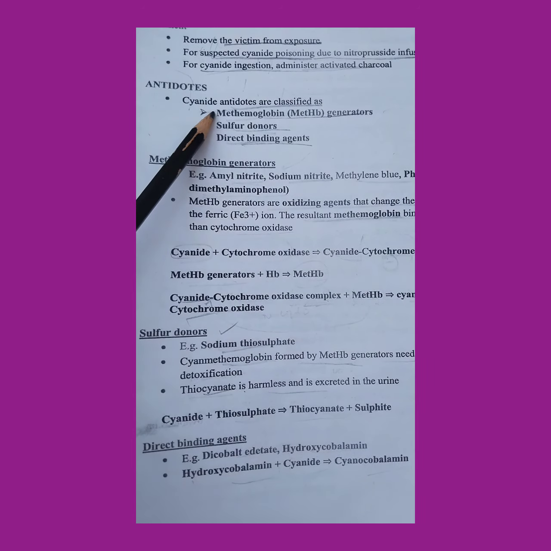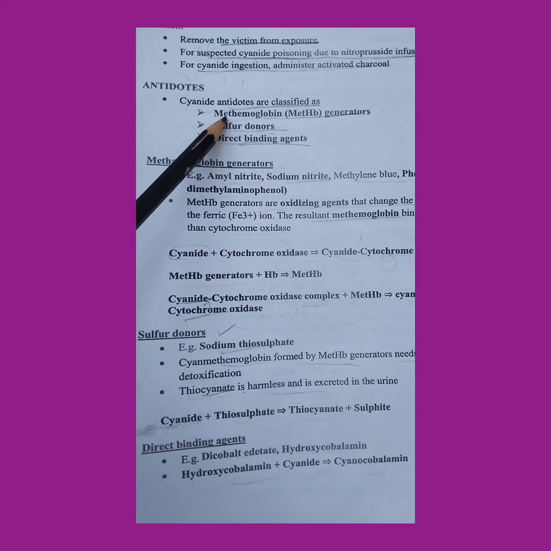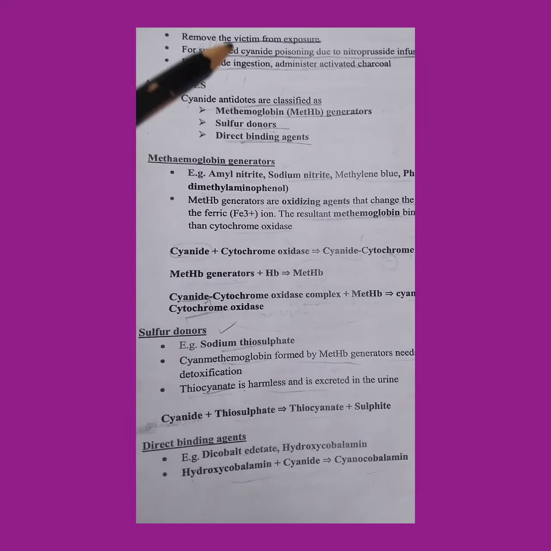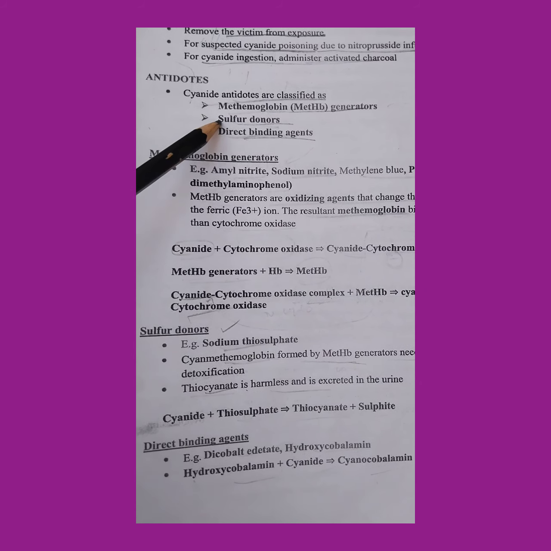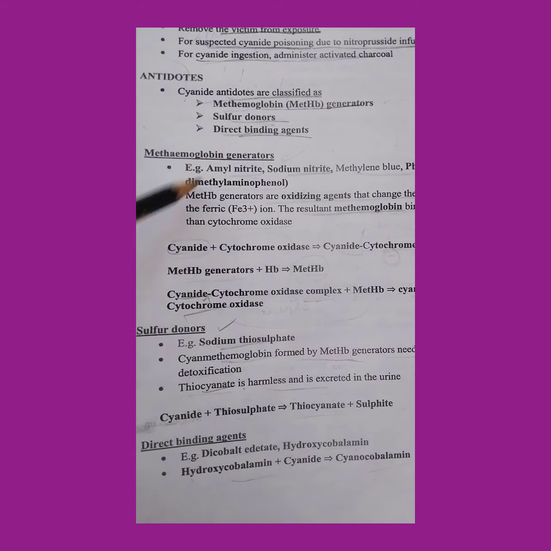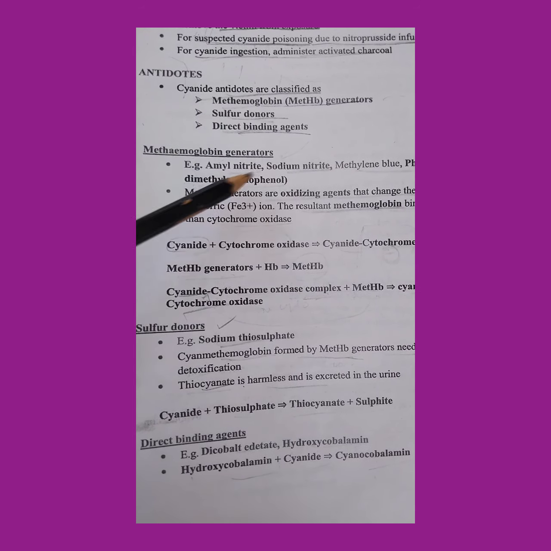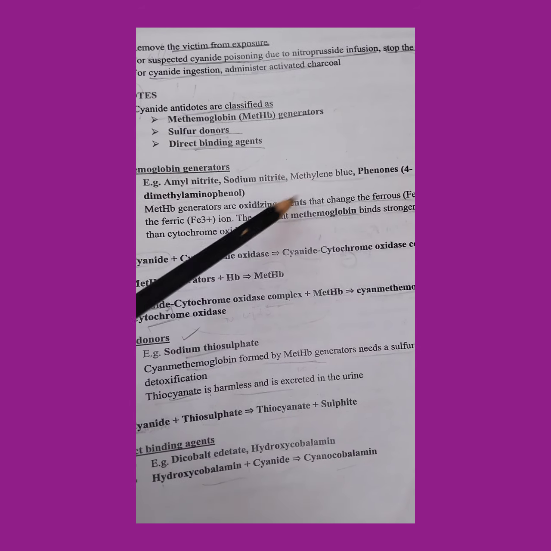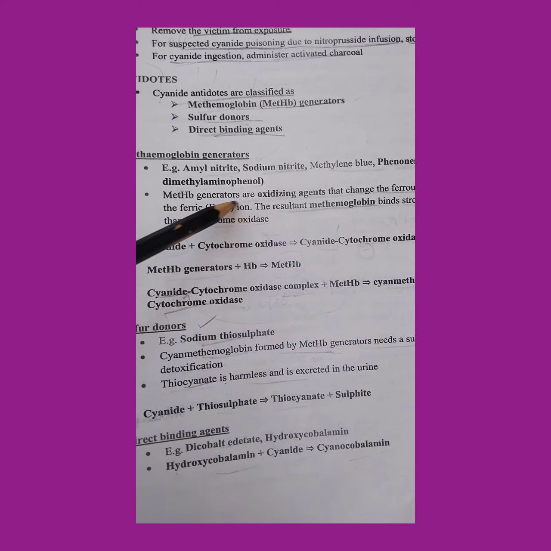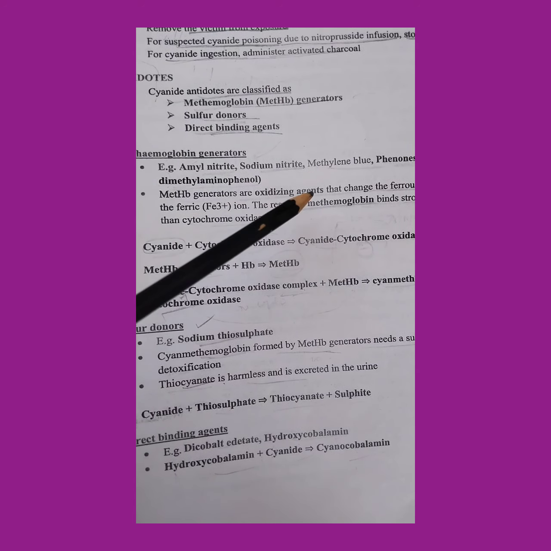First one, methemoglobin generators. You should generate methemoglobin for a purpose. Now let's discuss how methemoglobin helps us eliminate the cyanide. The antidotes are methemoglobin generators, sulfur donors, and direct binding agents, like chelating agents. The methemoglobin generators are nitrates: amyl nitrite, sodium nitrite, methylene blue, and phenols also, such as 4-dimethylaminophenol.